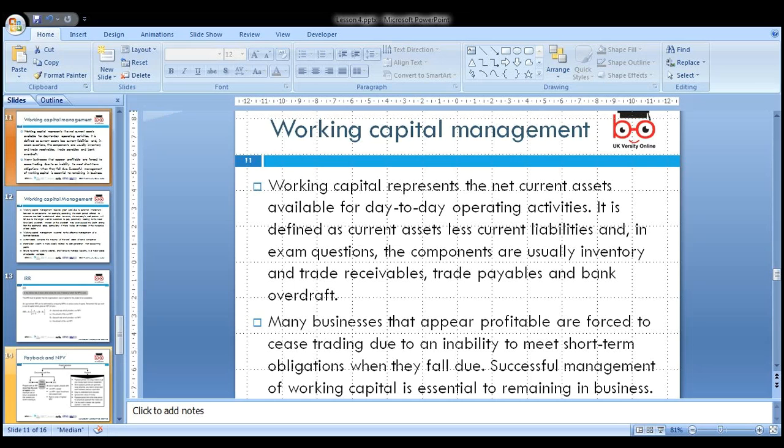So overdraft is a short-term liability, like tax payable and accounts payable. These are all short-term obligations. We call liabilities a legal obligation which we have to pay. If we don't pay it, we can be penalized.